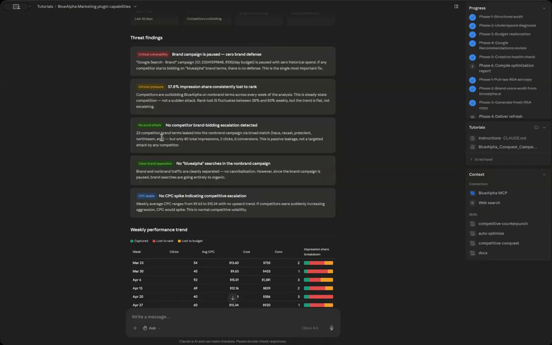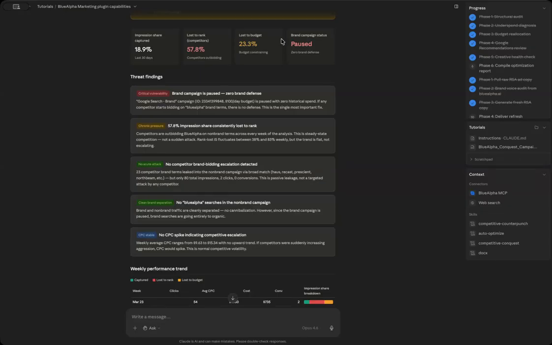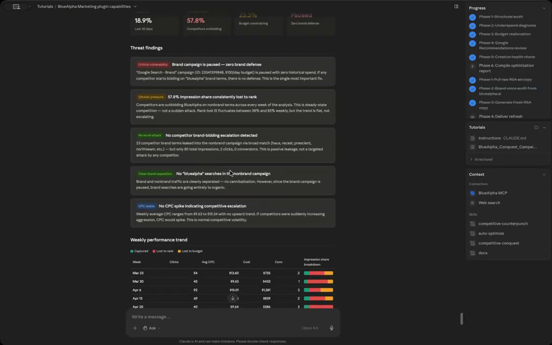Leaked into 23 competitor brands, leaked into non-brand campaigns via broad match, but only 80 impressions, 2 clicks and 0 conversions. This is a passive leakage, not a targeted attack by any competitor, right? So that kind of undermines what I mentioned, that we potentially don't even have to do any brand campaign because not really people are bidding on our terms.